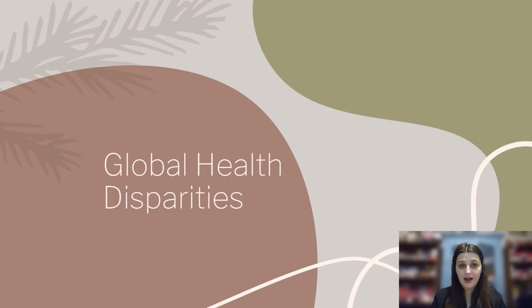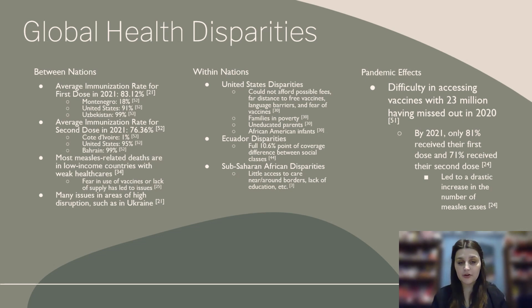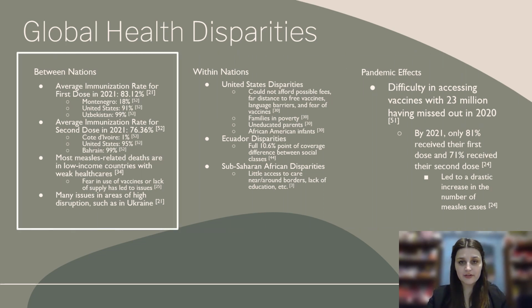So in this section, I will define the disparities between nations, within nations, and the effect the pandemic had on the measles virus. There are a number of disparities both between nations and within nations that were further strained by the pandemic. When looking at the immunization rates for the 2 doses of vaccines, the average immunization rate is 83.12% and 76.36% respectively. The lowest are relatively low-income countries with weaker healthcare systems, which is attributed to some of the highest death rates.